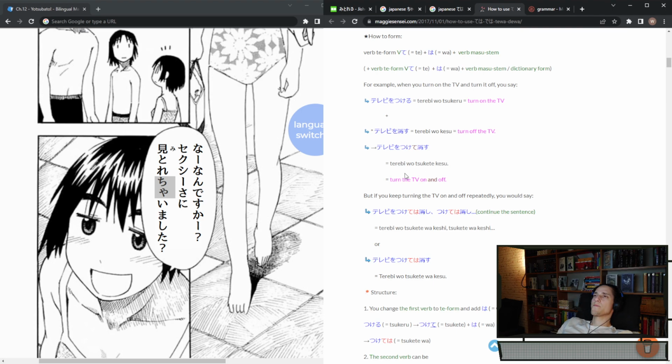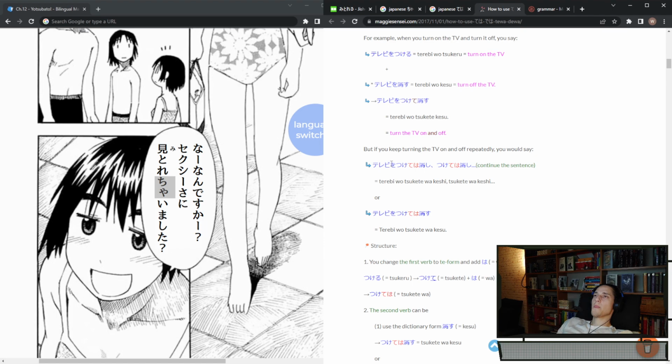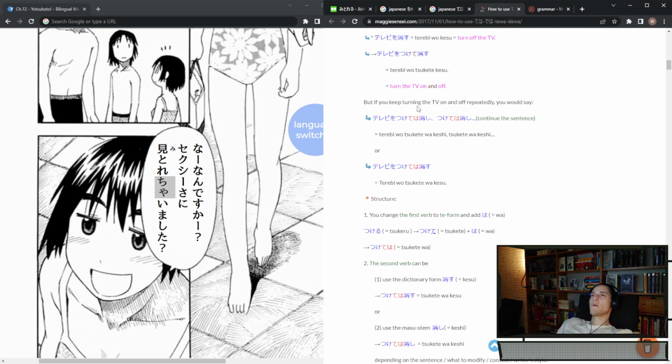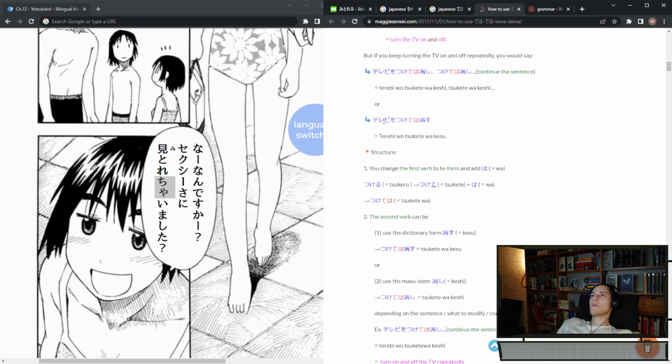But if you keep turning the TV on and off repeatedly, you would say Terebi o tsukete wa keshi. Or tsukete wa kesu. Okay, this is better. I don't understand why there's the shi, but I'm not going into that now. You change the first verb into te form and add wa. Makes sense.